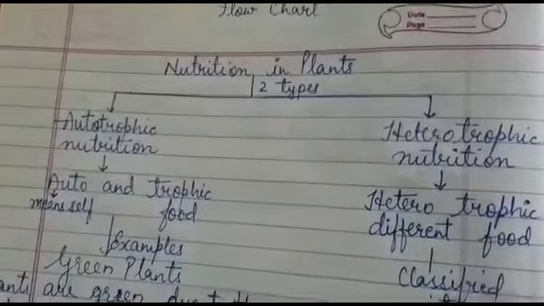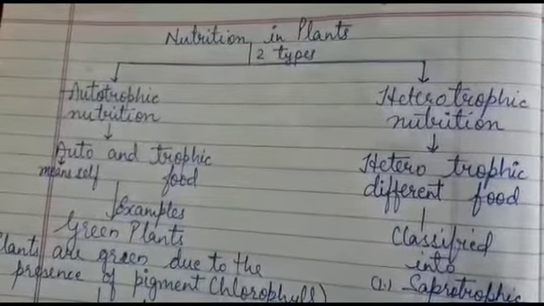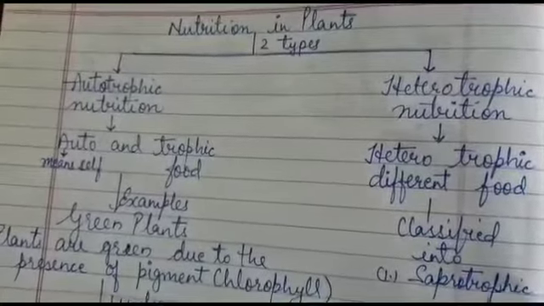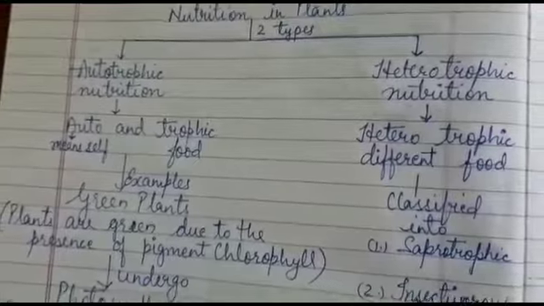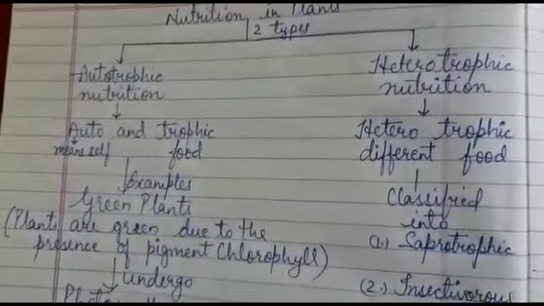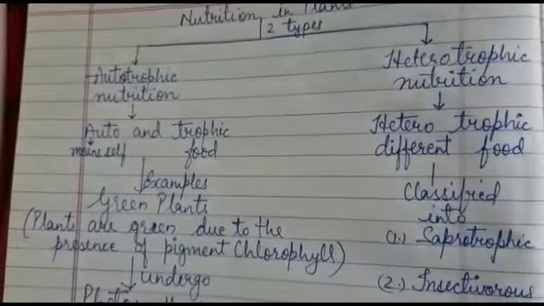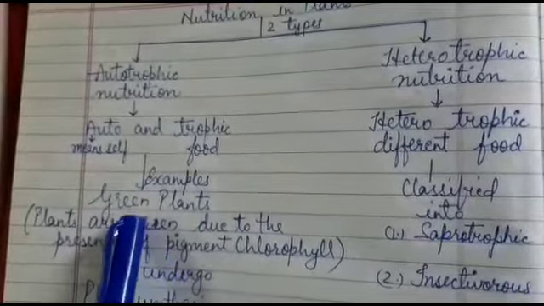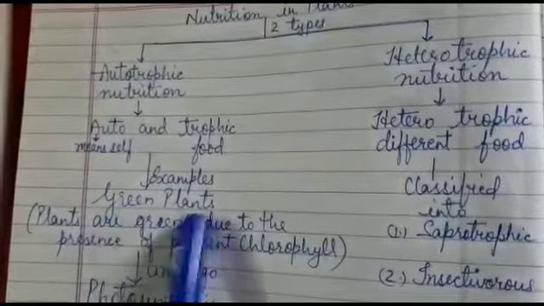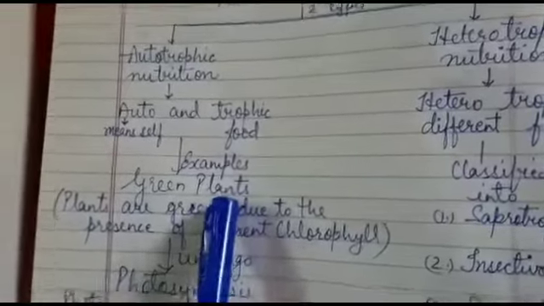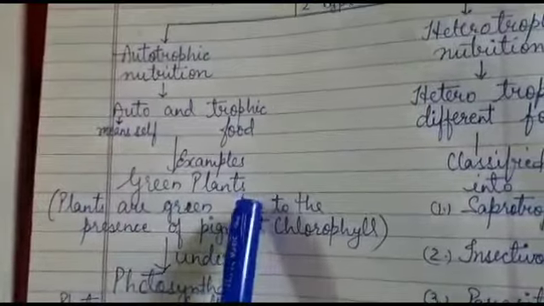Here the word autotrophic is divided into two parts: auto and trophic. Auto means self and trophic means food. That means the organisms which synthesize their own food are called autotrophs, and this process of synthesizing food is called autotrophic nutrition. So you see, in autotrophic nutrition, mainly green plants, all the green plants, are autotrophs as they have autotrophic nutrition.